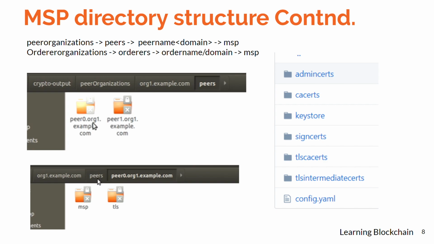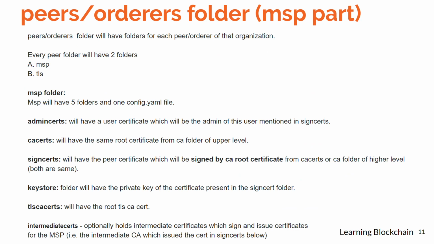But this is the structure over here. So let us again move to that. So this is the MSP and the TLS. These MSPs, as I have shown, are present inside the peers, and inside the peers there will be peer0.domain name or peer1.domain name, according to your nomenclature, whether it is peer0, peer1 or ABCD, whatever you have given in the YML file.